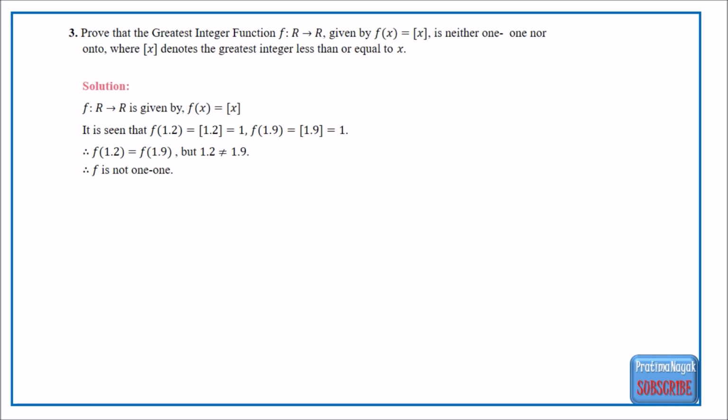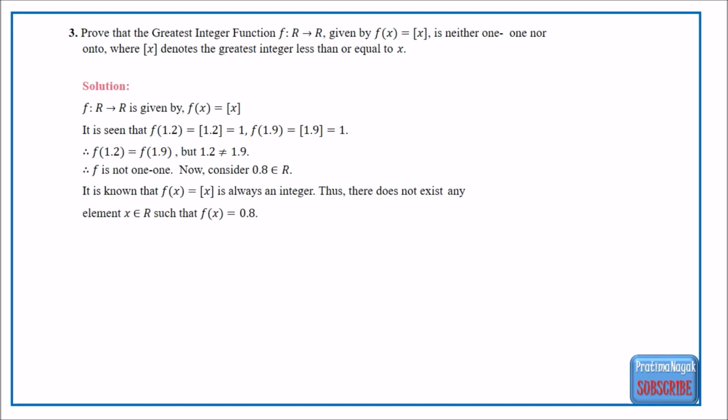Now for onto, we have to think of such a y in the codomain which has no preimage in the domain. For this function, the range is only integers: 0, 1, 2, 3 and so on. So we have to think of a value which cannot be in the range, such as a decimal, because a decimal cannot be in the range; it will be only integers. So we will show that 0.8 will not be in the range, or it has no preimage. It is known that for f(x) equal to the greatest integer function, the value is always an integer. Thus there does not exist any element x belonging to R such that f(x) is 0.8.